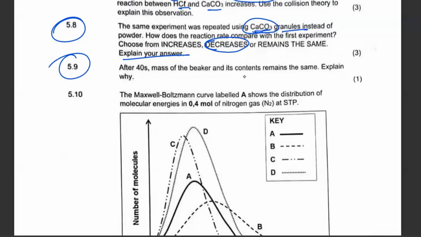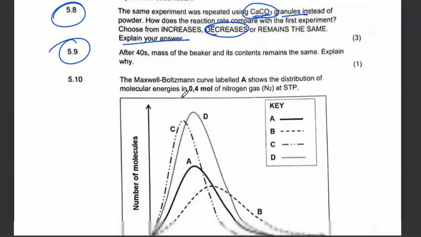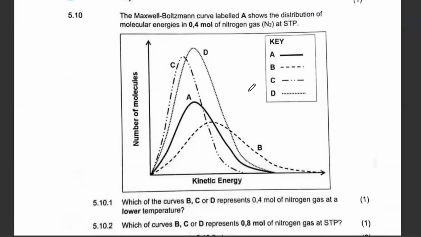Then we go to question 5.9. After 40 seconds, the mass of the beaker and its content remains the same. Explain what does it mean. Then it means that the reaction has reached completion, or the reaction is complete. So meaning that you look at the limiting reagent, calcium carbonate, all the calcium carbonate has been used up. Maybe all calcium carbonate has been used up, or the reaction has reached completion. That's it. Then let's look at the Maxwell distribution curve.